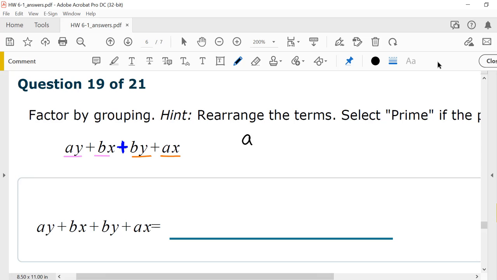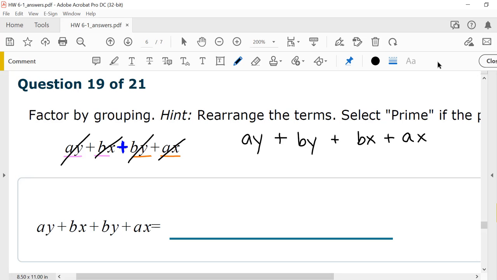So let's go over here to the side. AY plus. Let's go factor, or let's go use one of these two. Do you want to use the BY or the AX? It does not matter. Let's do the BY first. So then they would both have a Y in common, right? Okay, so I did AY plus BY plus BX plus AX.